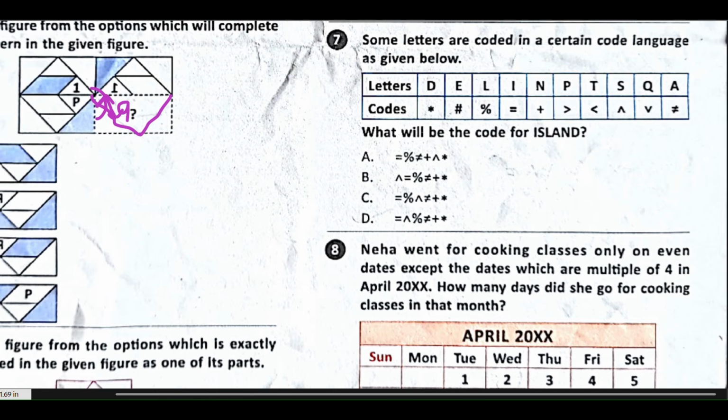Question number 7. Some letters are coded in a certain code language as given below. Letters D, E, L, I, N, P, T, S, Q and A. And codes are a few symbols for each. We have to find out what will be the code for ISLAND. I is equal sign. S is this symbol. L is percentage sign. A is not equal to sign. N is plus sign. And D is asterisk sign.